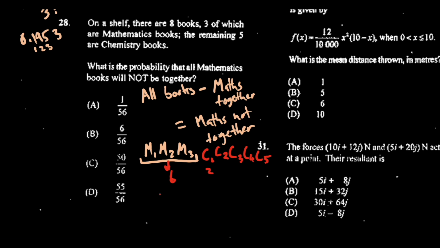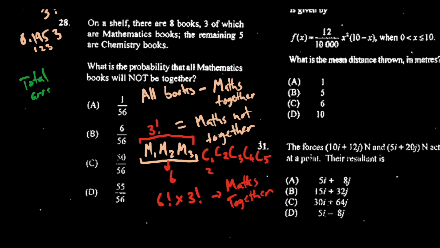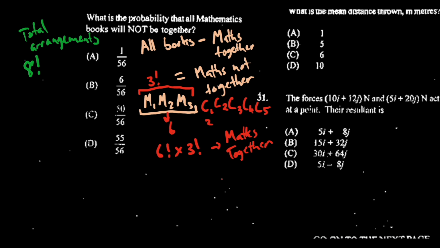So the first thing we'll have is 6 factorial. But remember, just like our previous question, there are 3 factorial ways of arranging these M's here. So we say 6 factorial times 3 factorial. All right, so this here is maths together. Now the total number of arrangements for all the books: since we have 8 books and we are assuming that these are distinct books, it would be 8 factorial. So the final answer for this, if we put this in a calculator, is 4,320. If we put this one in the calculator, you're going to get 40320.